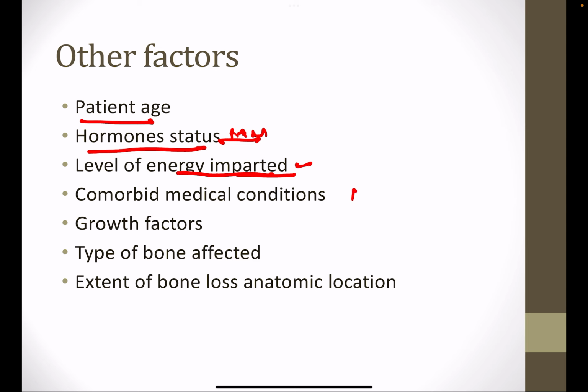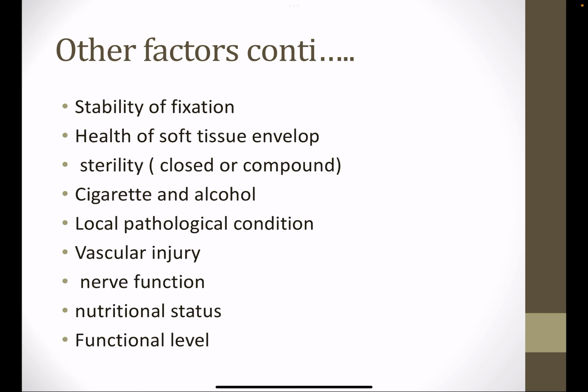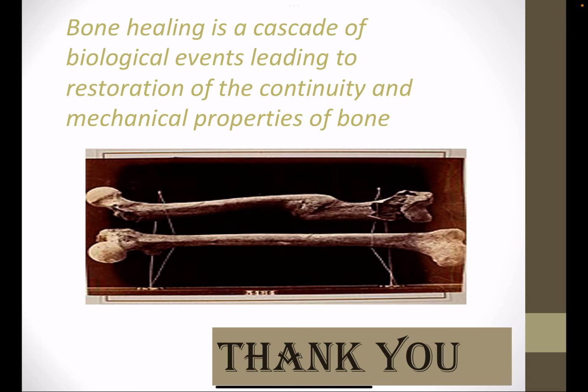Comorbid medical conditions: if a patient is diabetic or HIV positive, we know that it's going to affect growth factors. We talked about the type of bone affected, whether it is metaphyseal bone, diaphyseal bone, or a bone with retrograde blood supply. Extent of bone loss, anatomical position, stability of fixation, health of the soft tissue envelope, sterility, whether it is a closed fracture or compound fracture. Compound fractures tend to go into infected non-union more often than closed fractures. Cigarette and alcohol use, local pathological conditions: if the patient has any local infection or tumor, vascular injury or not, how the nerve is functioning, the nutritional status of the patient, and the functional level of the patient.